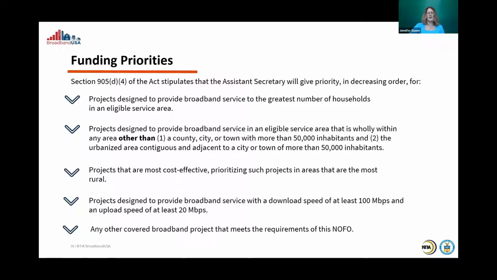We'll also be looking at projects that are the most cost-effective, prioritizing projects that are the most rural. And then finally, the fourth criteria is looking at projects designed to provide broadband service with a download speed of at least 100 megabits per second and an upload speed of at least 20 megabits per second.